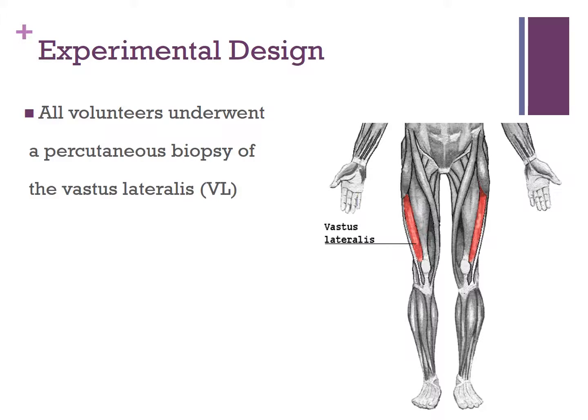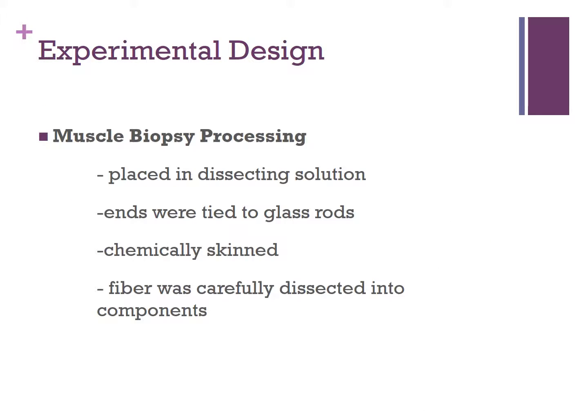So all the volunteers wore accelerometers that measured their physical activity over 5 days. Then all the volunteers had a percutaneous biopsy of the vastus lateralis, which is the largest muscle in the thigh. The tissue that was removed from the muscle then had to be processed. It was placed in a dissecting solution. Muscle fibers were carefully dissected and tied to glass rods at slightly stretched lengths and chemically skinned.